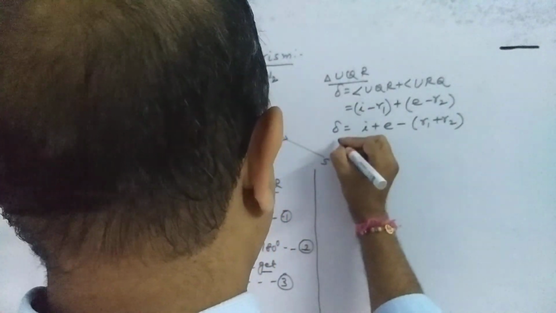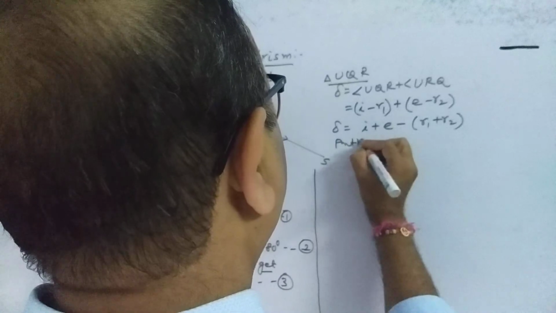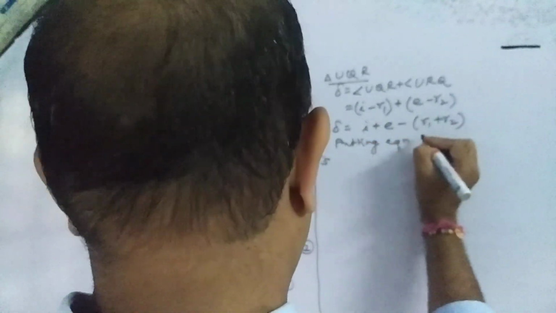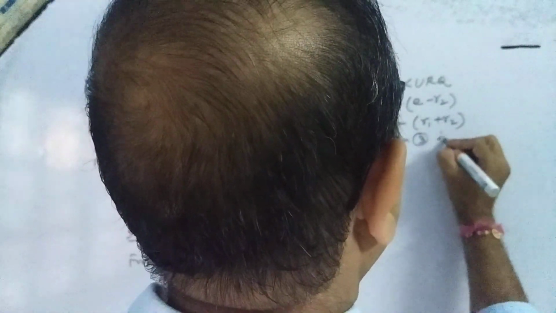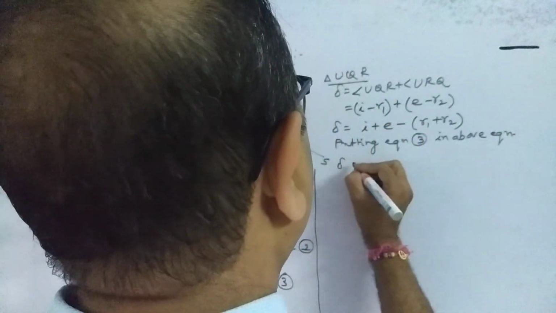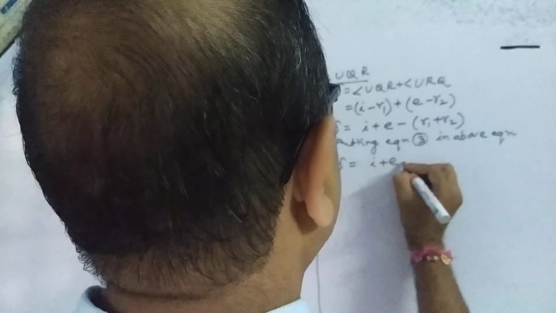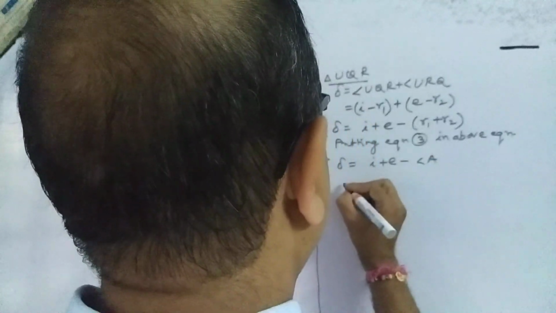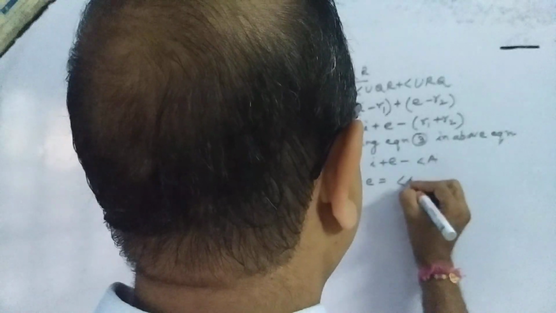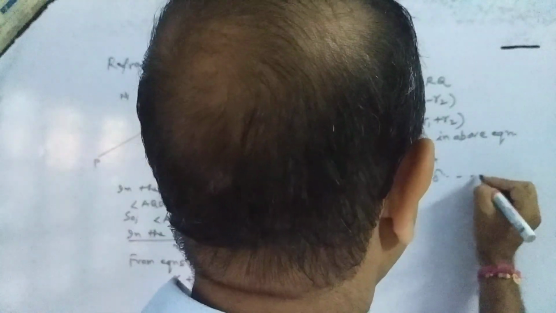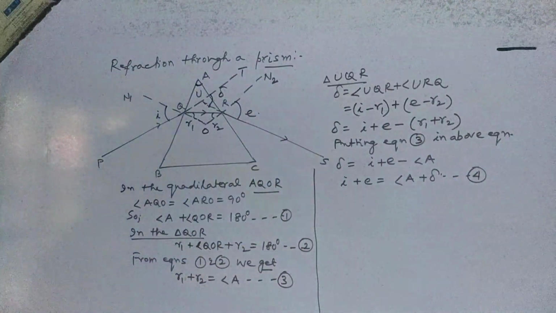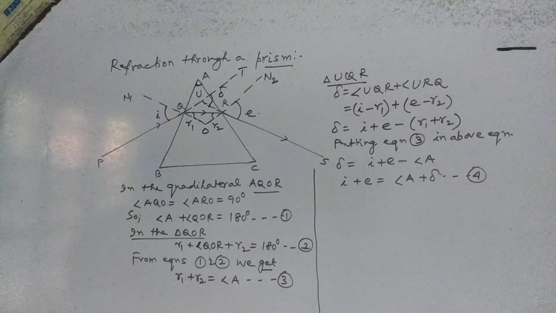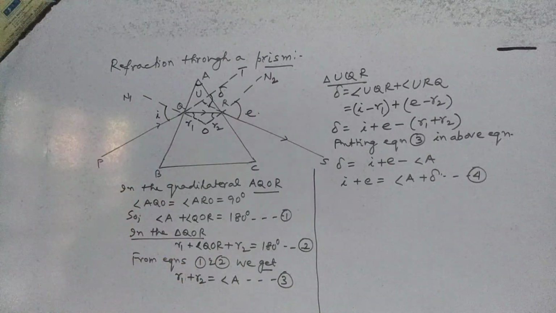Now putting equation 3 in the above equation, delta is equal to I plus E minus angle A. So I plus E is equal to angle A plus delta. I write this as equation number 4. Equations 3 and 4 are very useful equations, and will be used in so many places.